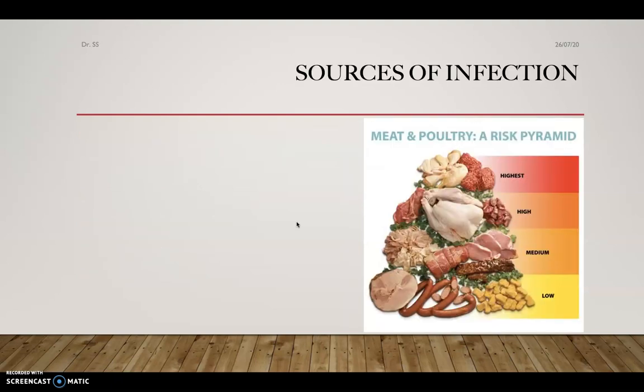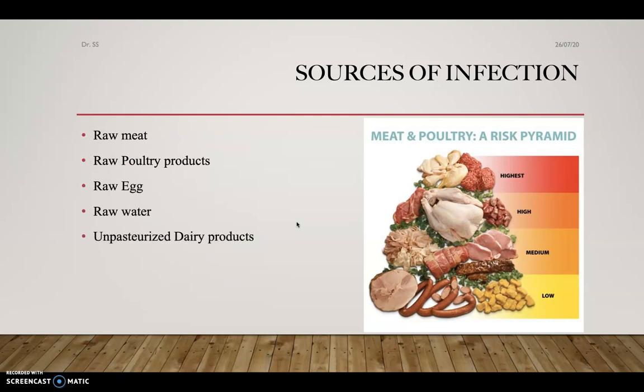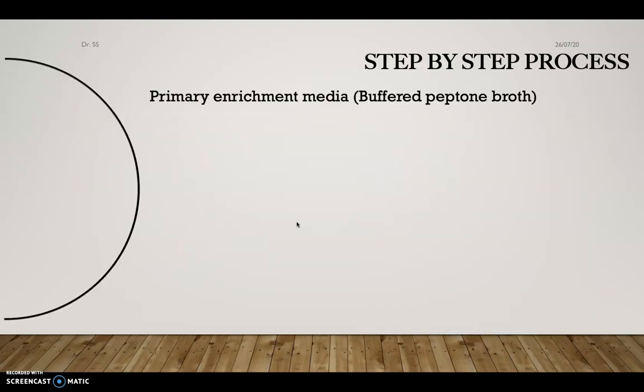Next, the sources of the infection are raw meat, raw poultry products, raw egg, raw water, unpasteurized dairy products including milk, and unclean fruits and vegetables. And this is the risk pyramid of Salmonella infection. And then let's get into the work.